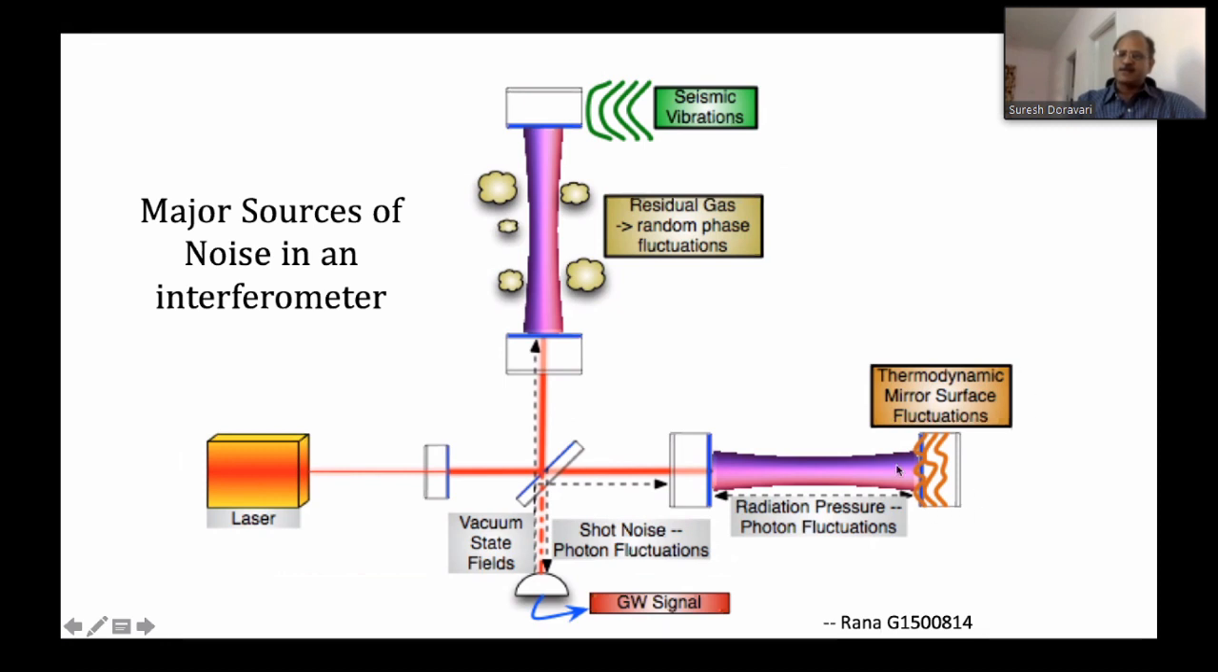Then you have inherent noise of the thermal fluctuations within the mirrors. And especially right now, we have a serious problem with the thermal fluctuations in the coatings of the mirrors.